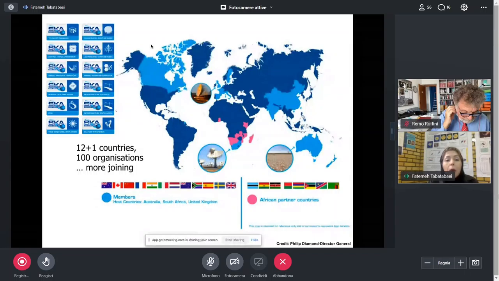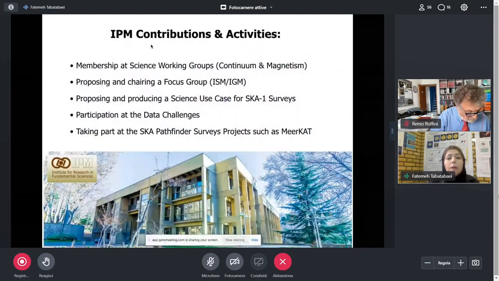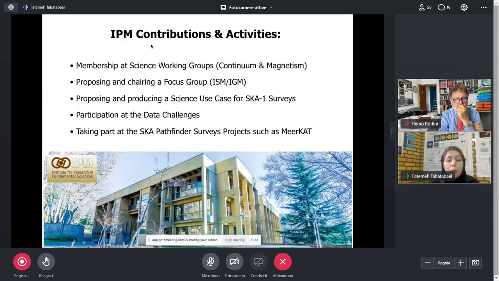But right now, the IPM Institute in Tehran already has contributions and activities in the SKA project. For instance, it is a member of the SWGs. It has proposed and chaired a focus group, and also it has contributed to the data challenges, and it has prepared the science use case for the SKA-1 surveys, and it is taking part in the SKA Pathfinder survey projects such as MeerKAT.